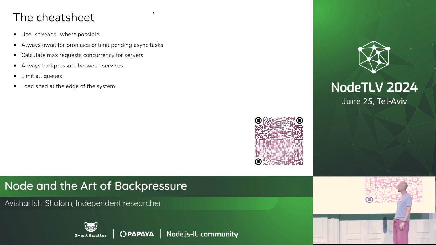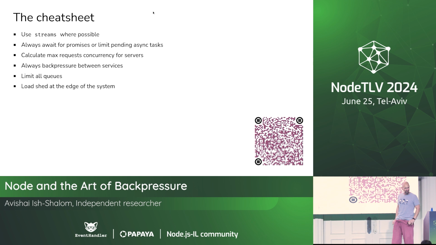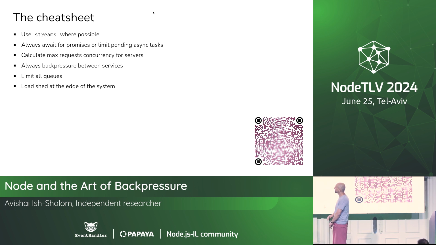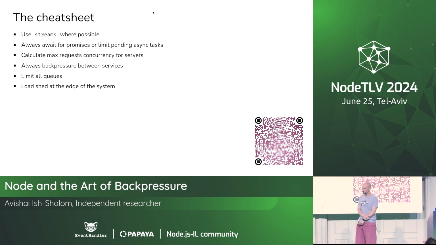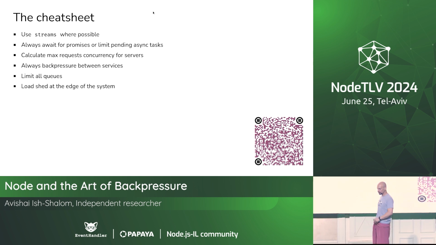So finally, let's just see what we learned here today and where we can go further with this. Use streams where possible. Always await all the asynchronous callbacks that you created, and if you used Promise.all or anything like that, then make sure you limit the concurrency, how many parallel tasks are being executed. There is an NPM module for this, p-limit. If you don't know that one, look it up.